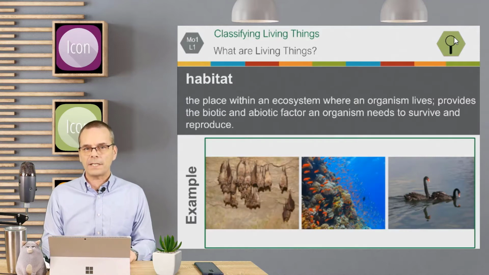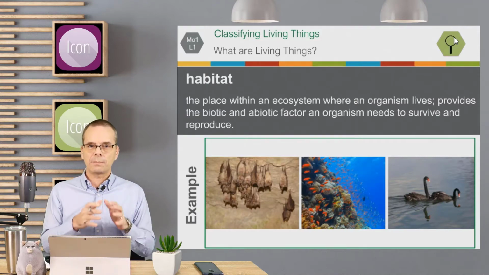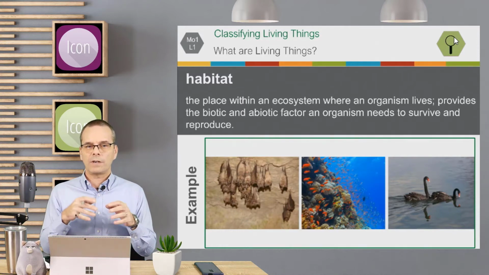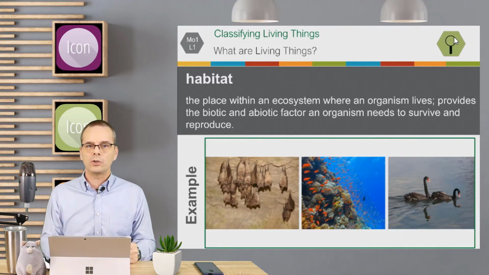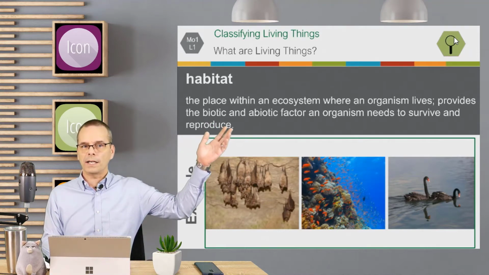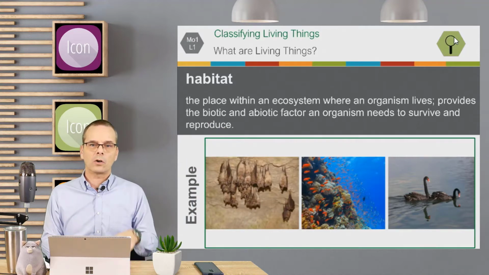You also have habitat. A habitat is the place inside the ecosystem where the organism lives, and it provides everything that it needs to survive and reproduce. Now, you'll see these words biotic and abiotic. Biotic and abiotic are all the living and non-living things or factors that it needs in order to survive.